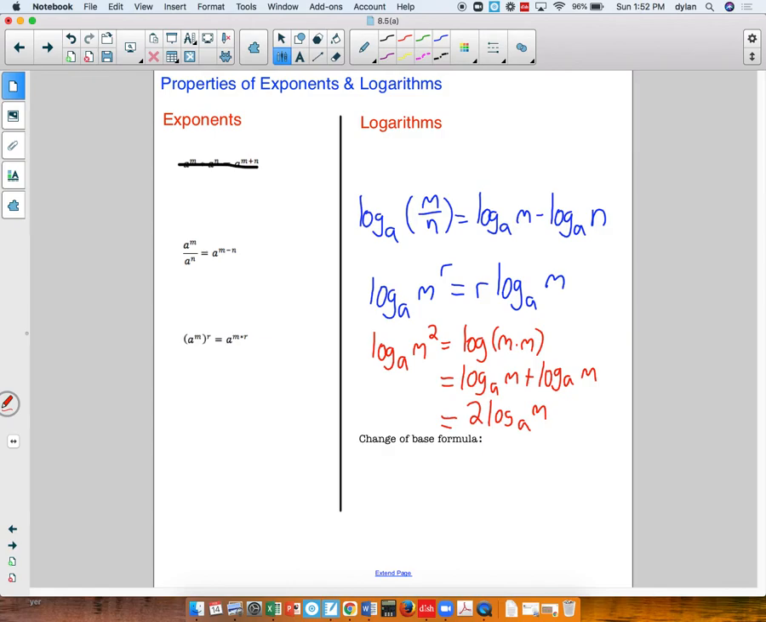And that would obviously be true if the exponent was 3 or 4 or 5. You would just have more things added together, and you would end up with that coefficient in the front. So that's kind of where that property is coming from.